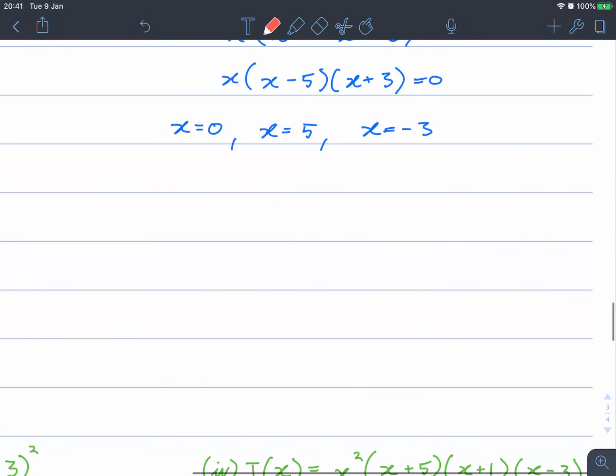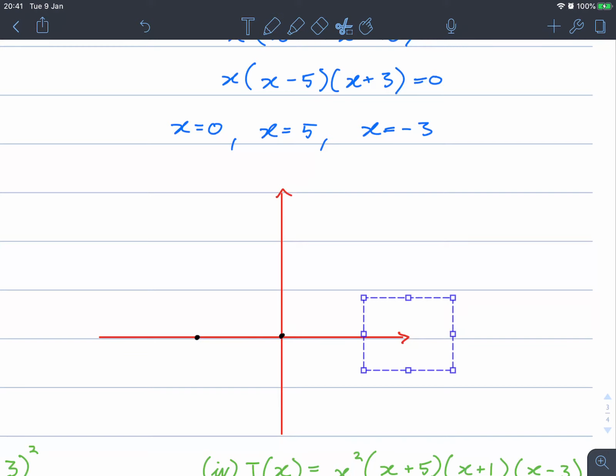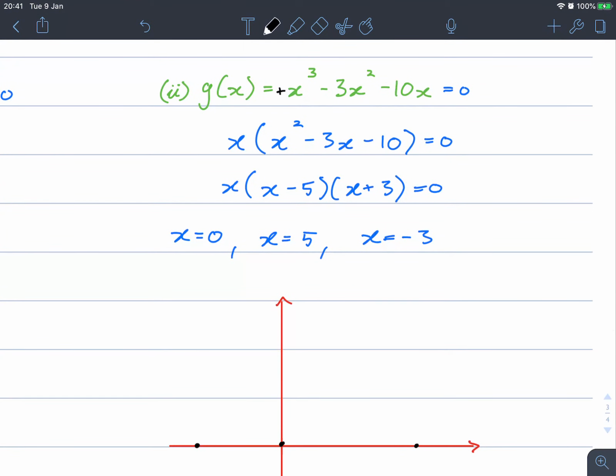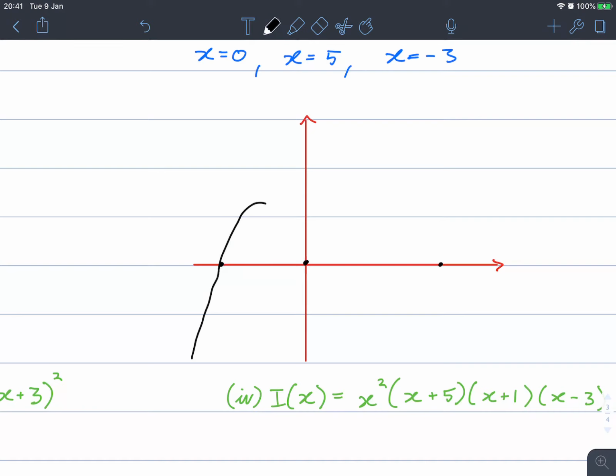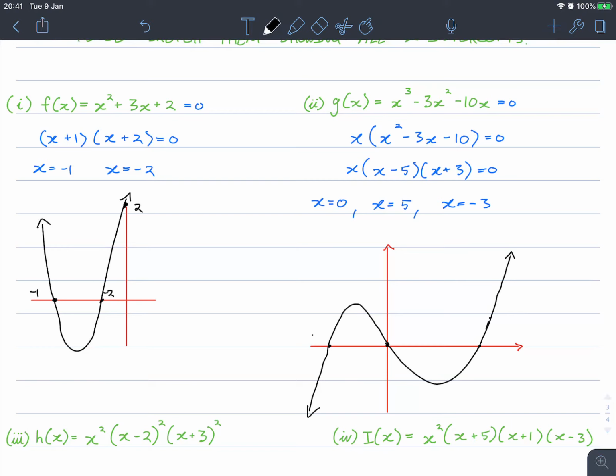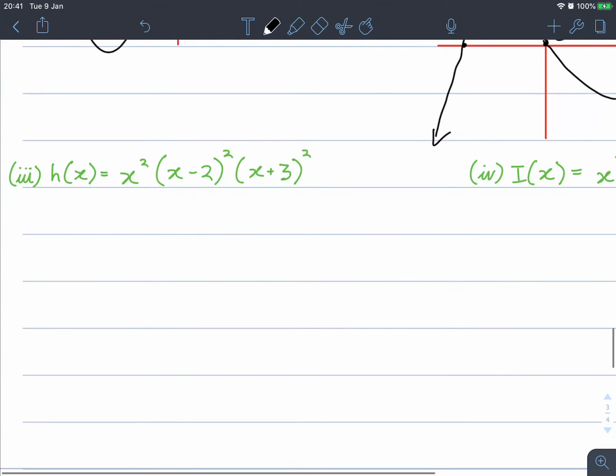Sketching this out, we will get negative 3, 0, okay, we should move this across like this, 3, 0, and 5. It has a positive coefficient, so it's entering from below, exiting above. So it should look kind of like this. There we are. That is the function sketched. Let's indicate what these are. This is negative 3, 0, and 5.